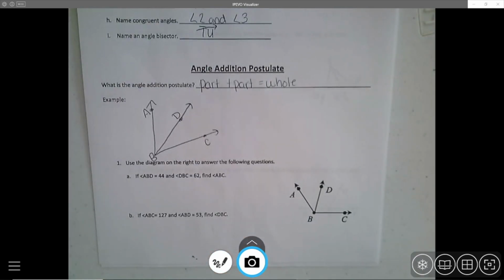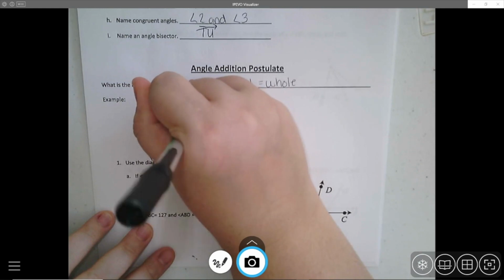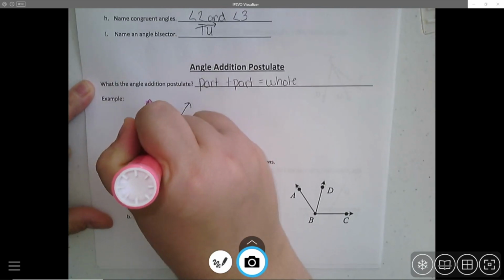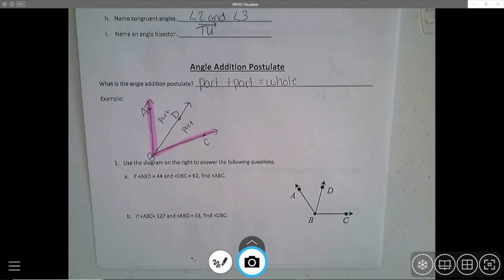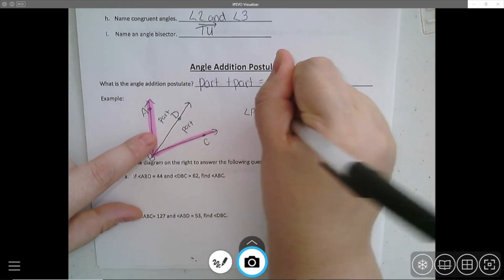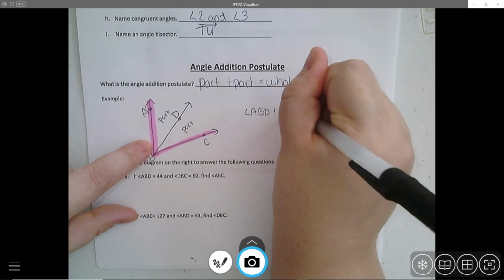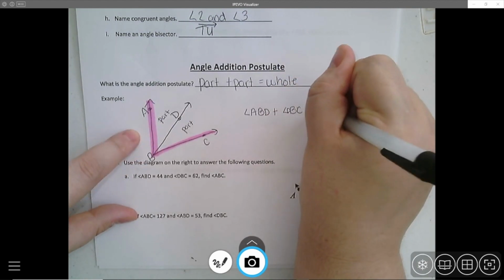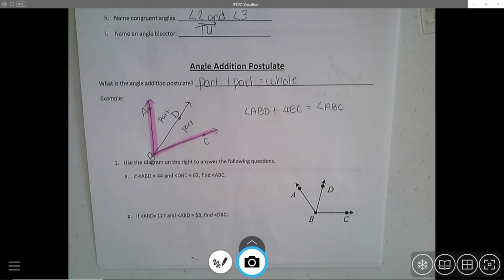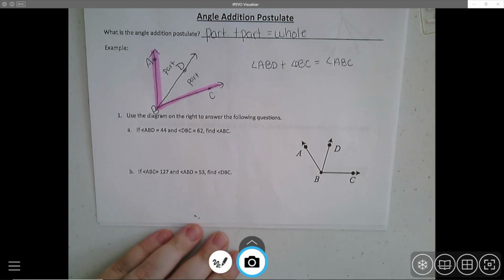what we're going to see is pictures like this. This actually looks pretty similar to the picture we're going to see on that first example. My parts are these little small angles. My whole is this whole big angle that is just highlighted there on the outside. If I fill it in, angle ABD is a part plus angle DBC equals angle ABC. Part plus part equals whole. Little plus little equals big. Okay, it's really not much different than segment addition, other than we're looking at angles.